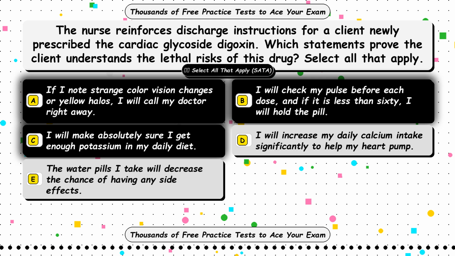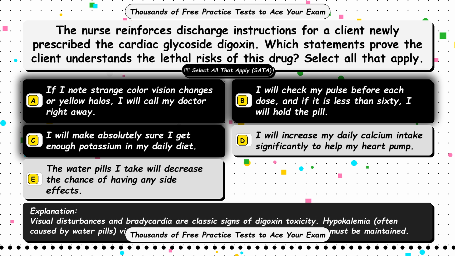The correct answers are options A and B and C. If I note strange color vision changes or yellow halos, I will call my doctor right away. I will check my pulse before each dose, and if it is less than 60, I will hold the pill. I will make absolutely sure I get enough potassium in my daily diet. Visual disturbances and bradycardia are classic signs of digoxin toxicity. Hypokalemia, often caused by water pills, violently triggers this toxicity, so dietary potassium must be maintained.